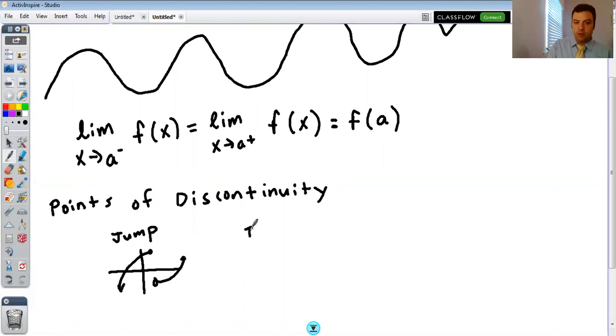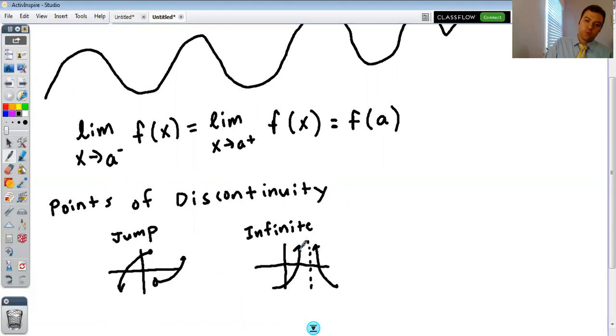The second type is an infinite discontinuity. And these are most commonly referred to as your vertical asymptotes. Maybe it looks like that.